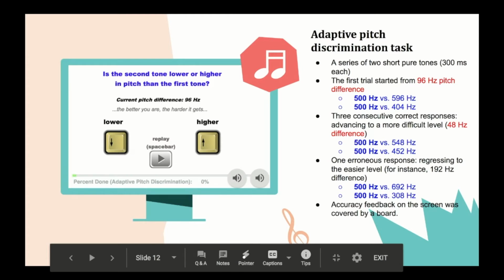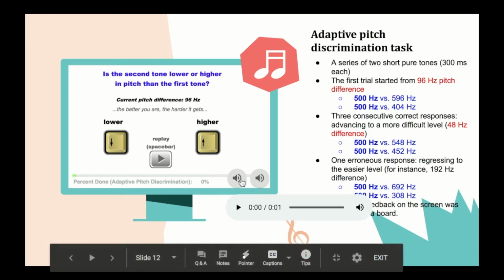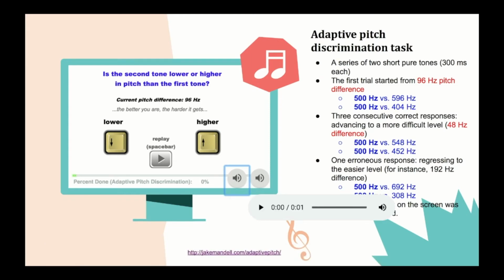In the second task, we asked the listener to judge a series of 2 short pure tones and to see whether the second one was higher or lower than the first one in terms of pitch. The first pitch was always 500 Hz, and what was changed was the second pure tone. The first trial started from a 96 Hz pitch difference. Here is an example for 500 versus 596 Hz. And here is another example for 500 versus 404 Hz.